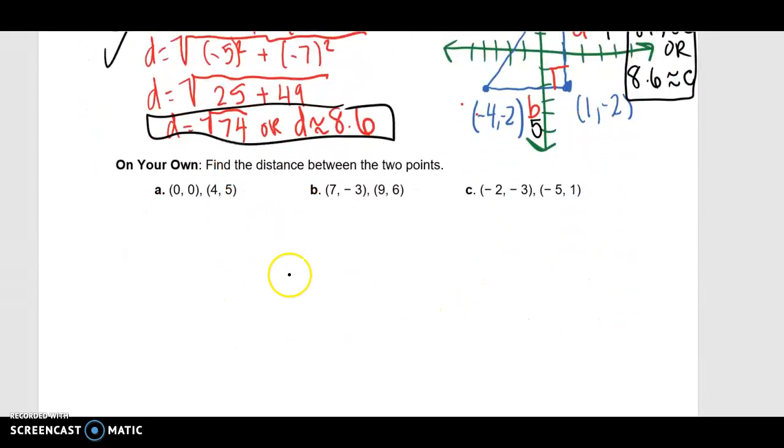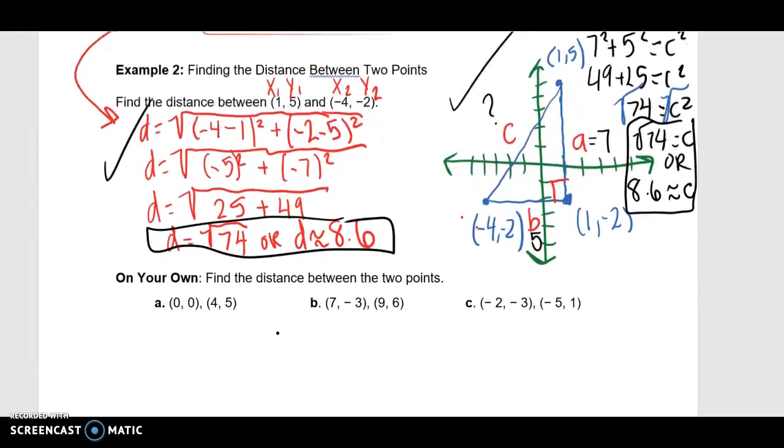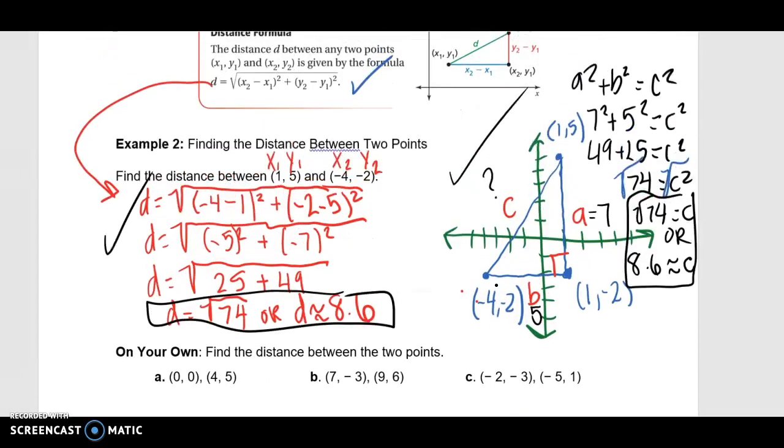Try these next 3 on your own. I would try maybe doing one where you're using the Pythagorean theorem, and then maybe try one using the distance formula. And then you get to pick on the last one. All right, good luck.